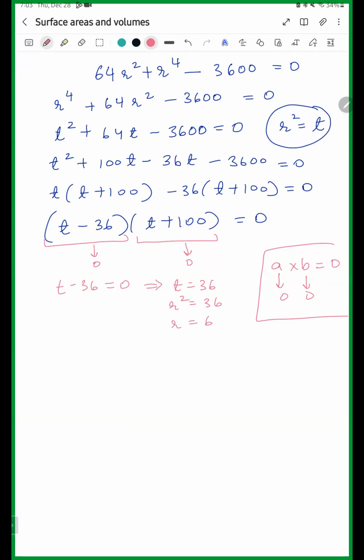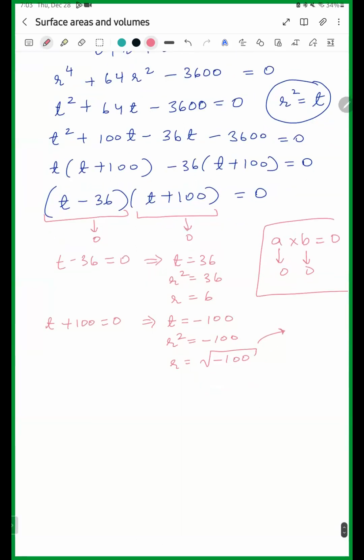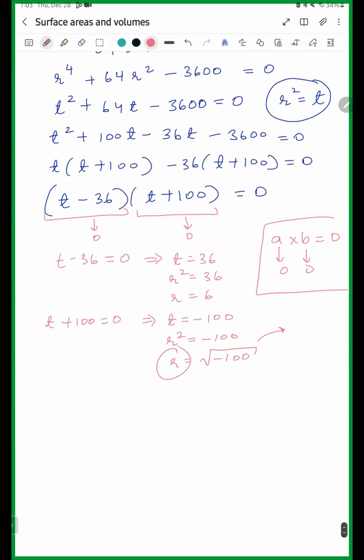But in the other case, if t plus 100 equals 0, that means t will become negative 100. And what is t? t is nothing but r square, and r square is negative 100. That means r will be under root negative 100, which will turn out to be an imaginary number, right? This is not a real number. This is something you will study in higher standards, but this is not a real number. And a radius cannot be an imaginary number. It has to be a real number. So this is not going to be an option. The correct option will be this one.